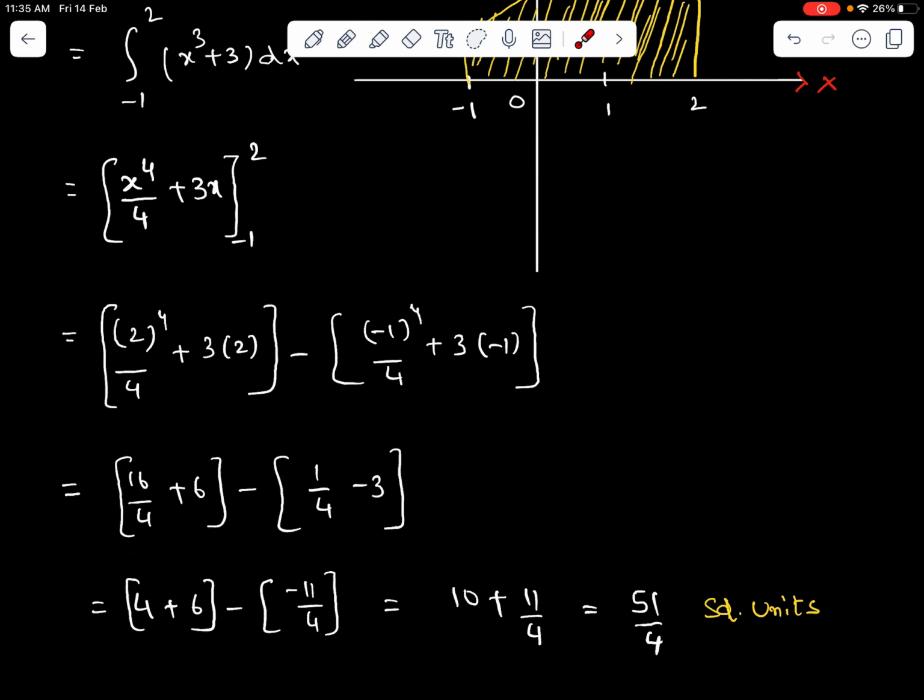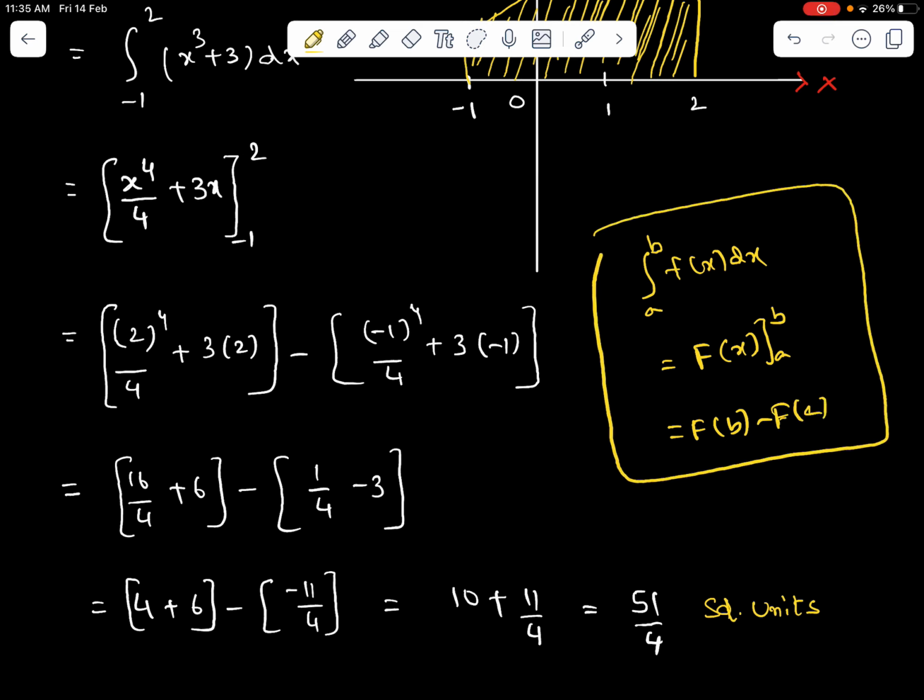In this sum, I can use the formula integral a to b f of x dx. This is a standard formula, that is equal to f of x from a to b, upper limit minus lower limit. In every sum, I can use this formula. That is equal to 16 by 4 plus 6 minus 4 minus 3. Therefore, the value is 51 by 4 square units.